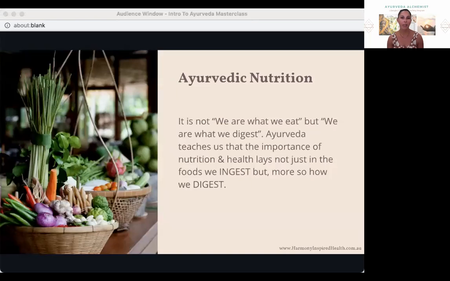So Ayurveda sees food as medicine, or alternatively, it can become poison. There is a saying that one man's medicine is another man's poison. We also say in Ayurveda that it's not what we eat, but what we digest. Ayurveda teaches us that the importance of nutrition and health lies not just in the food that we ingest, but how we digest. That is why Ayurvedic nutrition and having a good supportive Agni, a digestive fire, is so important.